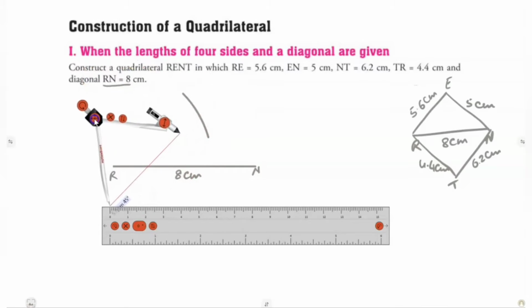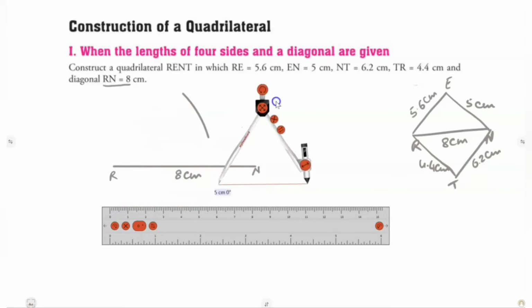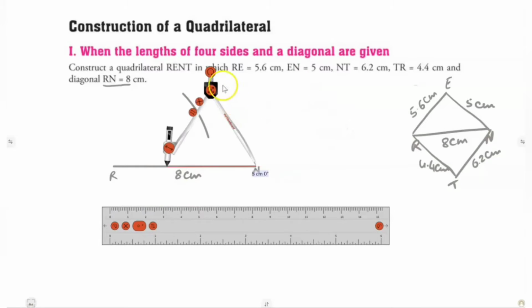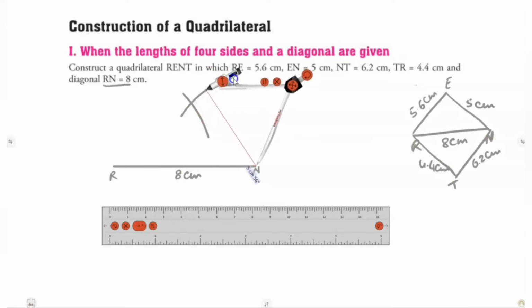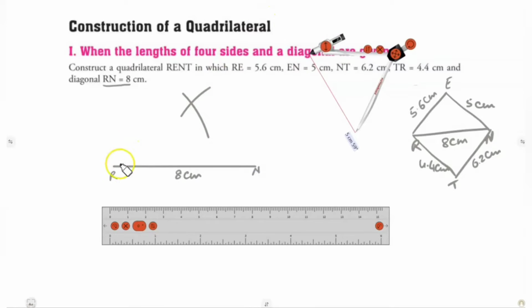Next, take again the radius of 5 centimeter, because our EN is 5 centimeter. With N as center, draw another arc of this 5 centimeters radius to cut the previous arc. The two arcs should intersect. Now join R and N to this intersection point of the two arcs.